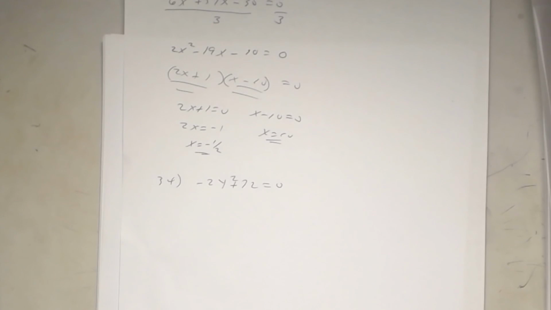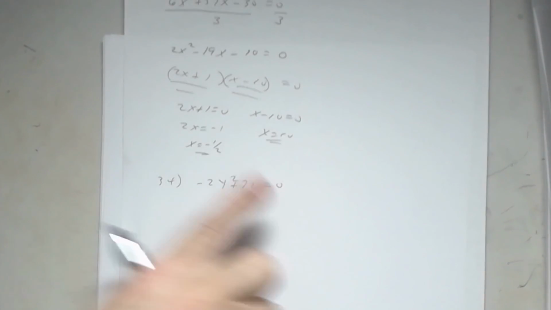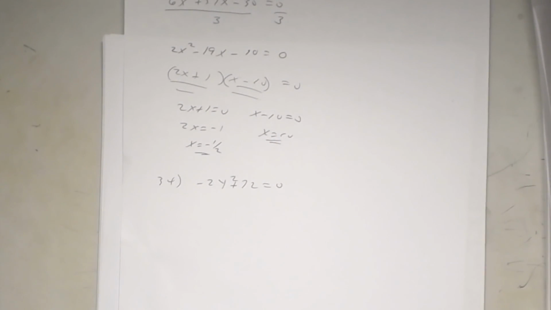Y equals 0? No, y can't be 0, because if y is 0, then this is 0, but 0 plus 72 is not equal to 0. That isn't going to work. The left side has to wind up being a negative 72. You've got to do this by factoring.